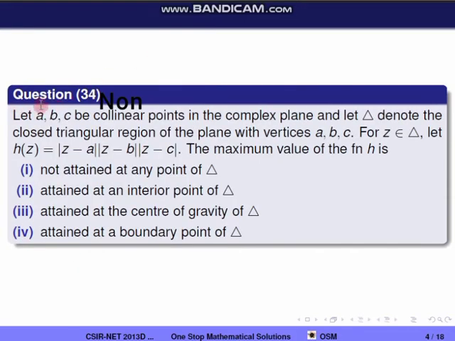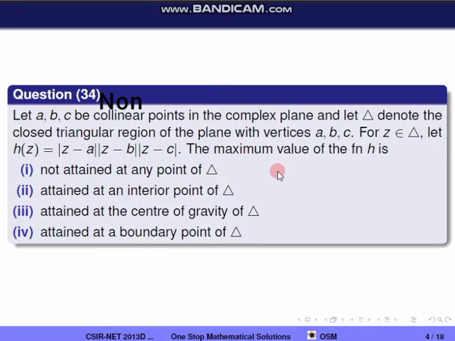Next question, question 34. Let A, B, C be non-collinear points in the complex plane and let triangle denote the closed triangular region of the plane with vertices A, B, C. For z in triangle, let h of z is equal to mod z minus a into mod z minus b into mod z minus c. The maximum value of the function h is. So they have given a triangular region here and a function h is defined there. Then we have to find the point where h has a maximum value.